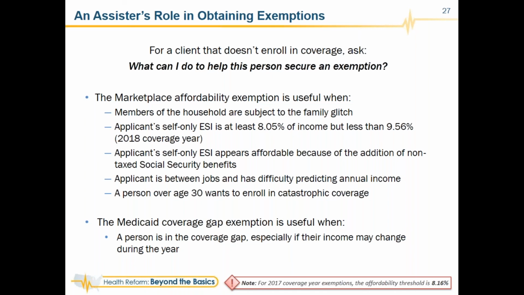year. Also, the affordability exemption is good for a person who is over age 30 and wants to enroll in catastrophic coverage. They'll need an affordability exemption to do that.